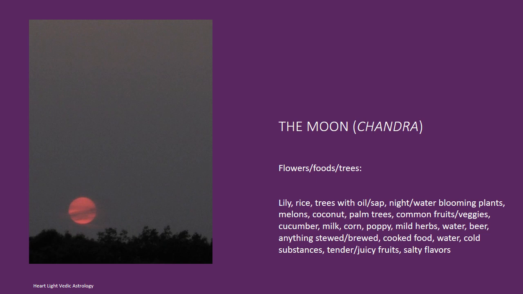Poppy, again, herbs that affect the mind. Mild herbs, again, this isn't like a sharp, pungent planet, the way the sun or Mars might be. Water, beer, anything stewed and brewed, so again, liquid. Cooked food, again, hospitality. Water, cold substances, the moon is more of a cold planet than warm. Tender, juicy fruits, and salty flavors like the sea.